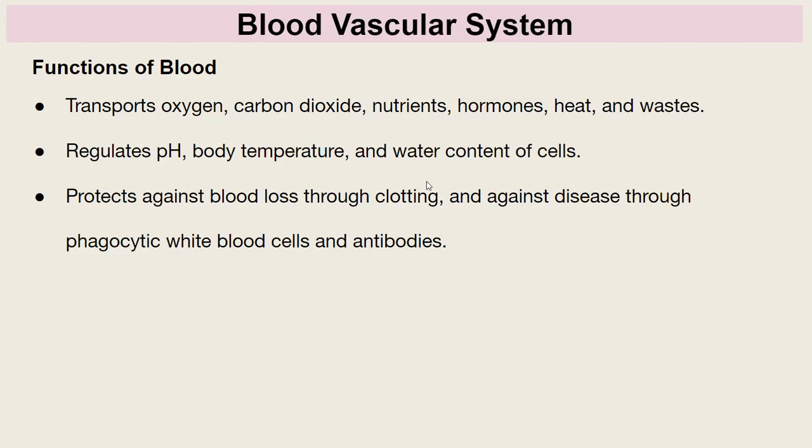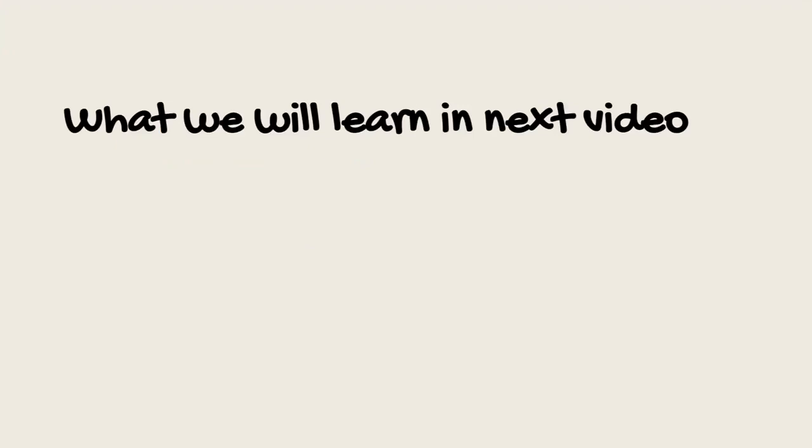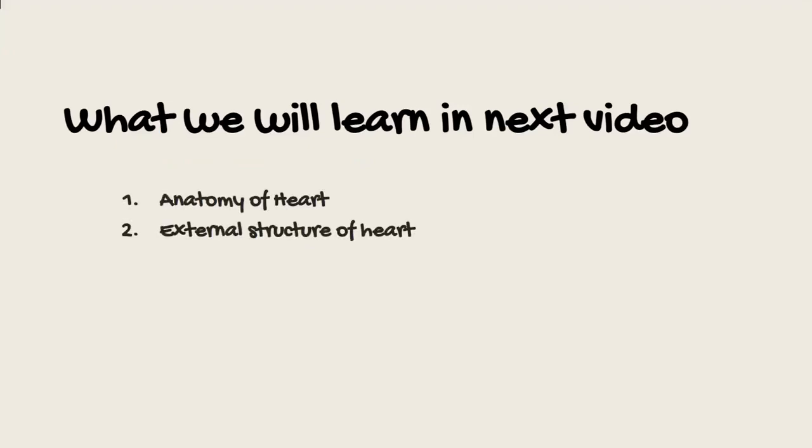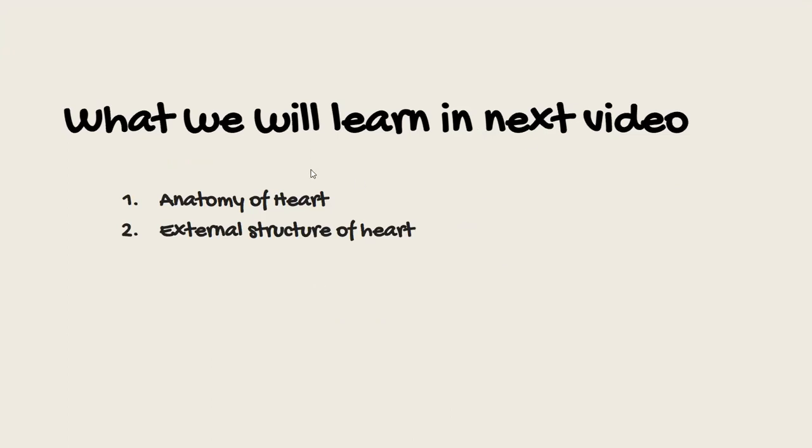Now we have finished the topic of the blood vascular system, the composition of blood. Now we move to the next topic, that is the heart, which is a very important topic of the circulatory part of the chapter. So in the next video, we will be talking about the anatomy of the heart. We will mostly focus on the external structure of the heart. Then in the next video, we will talk about the internal structure of the heart. So that is how we are going to move step by step.